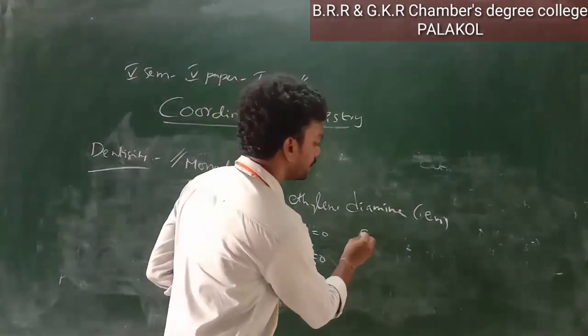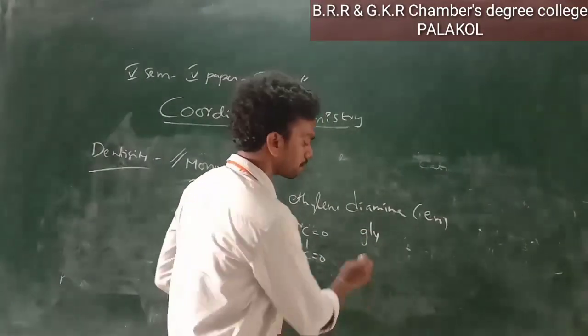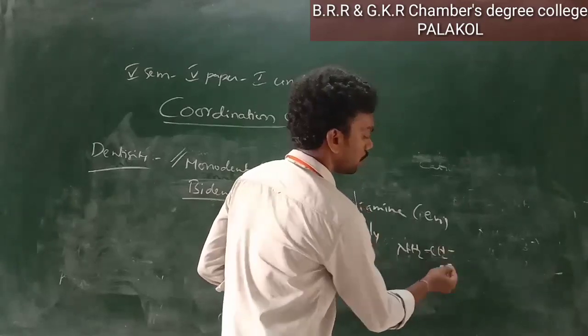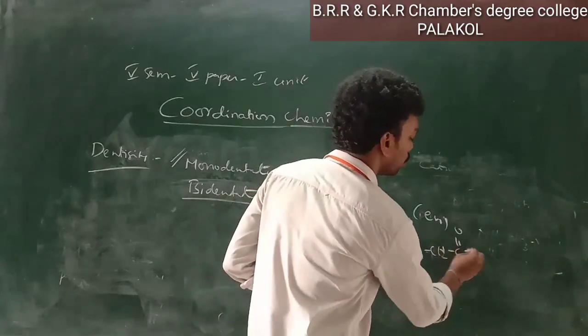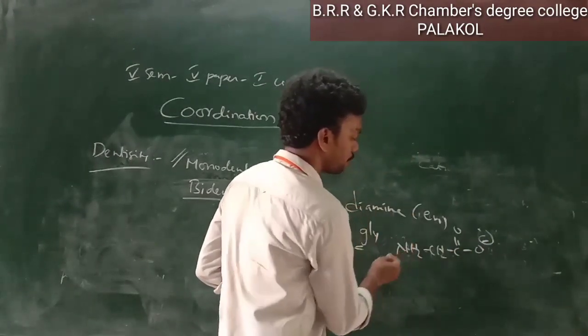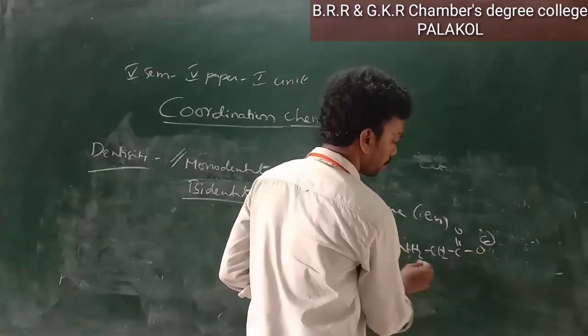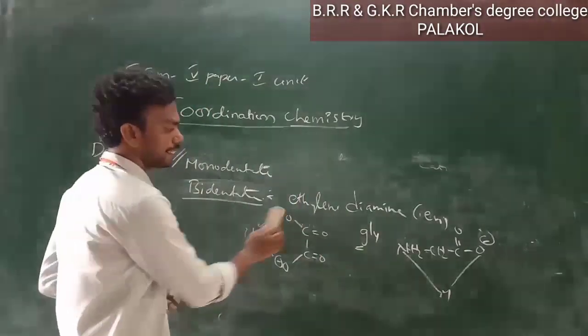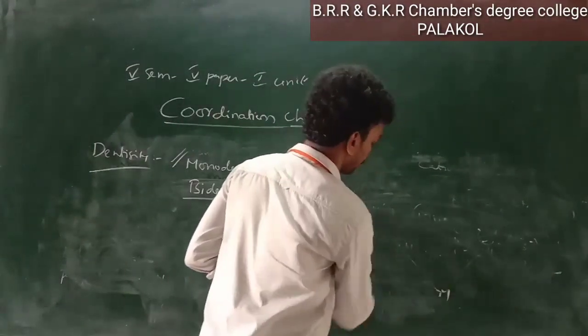In the same way, glycine, that is NH2, CH2, C double bond O minus. Here nitrogen has one lone pair of electrons and oxygen has one lone pair of electrons. So these two are donated to the central atom. So all these are examples of bidentate ligands.